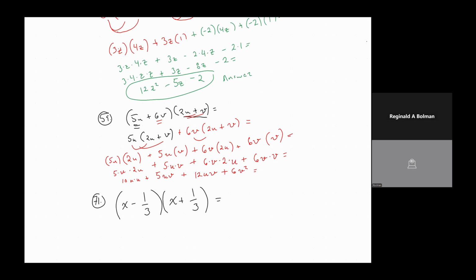So we've got 10u squared plus 5uv plus 12uv. That should give me 17uv. Don't let yourself get confused by those variables. U times v is just some quantity. So if you've got 5 times u times v plus 12 times u times v, you've got 17 u times v in total. And we've got a 6v squared hanging out in front. So this will be our answer.